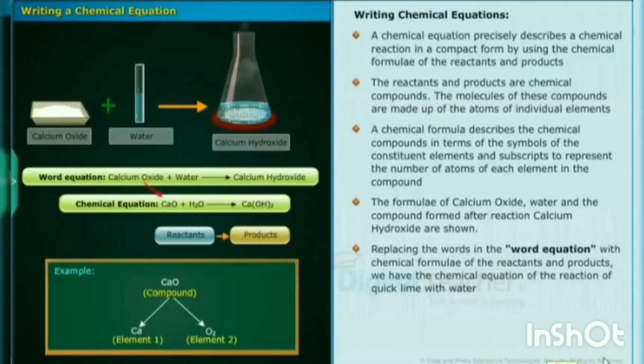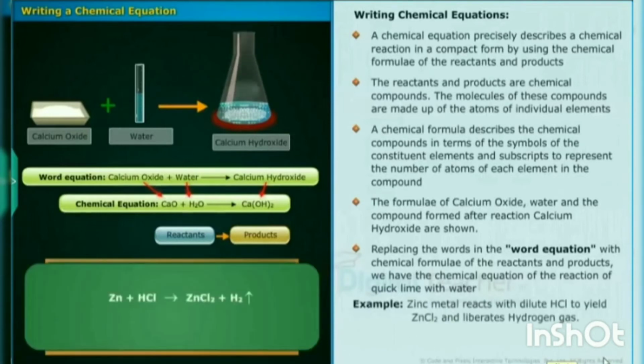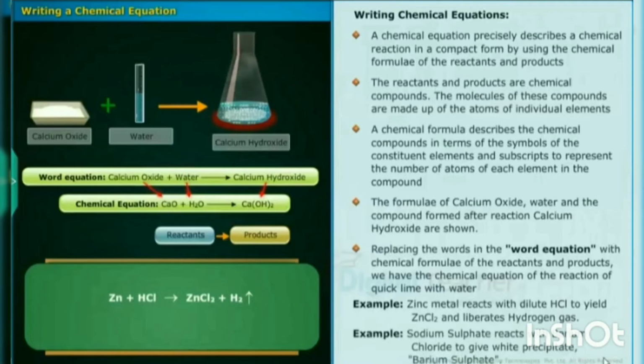Replacing the words in the word equation with the chemical formulae of the reactants and products, we have the chemical equation of the reaction of quicklime with water: CaO plus H2O will give us Ca(OH)2. We can have other examples also, where zinc reacts with hydrogen chloride to give zinc chloride and hydrogen gas. Similarly, sodium sulfate, that is Na2SO4, reacts with barium chloride to give barium sulfate precipitate plus sodium chloride.